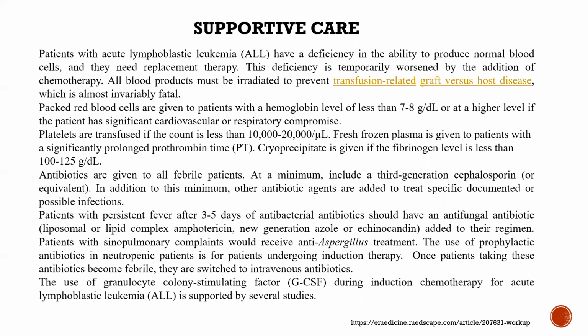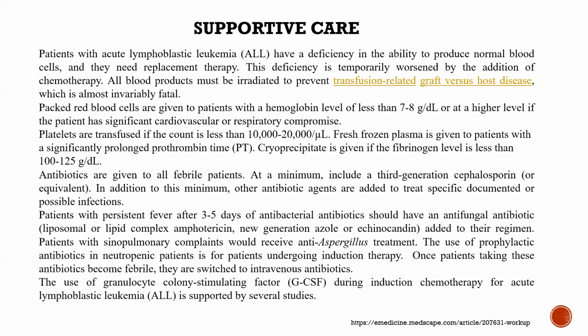Patients with acute lymphoblastic leukemia have a deficiency in the ability to produce normal blood cells, and they need replacement therapy. This deficiency is temporarily worsened by the addition of chemotherapy, so all blood products must be irradiated to prevent transfusion-related graft versus host disease, which is almost invariably fatal for the patients. Packed red blood cells are given to patients with a hemoglobin level less than 7, and at a higher level if the patient has significant cardiovascular or respiratory compromise.